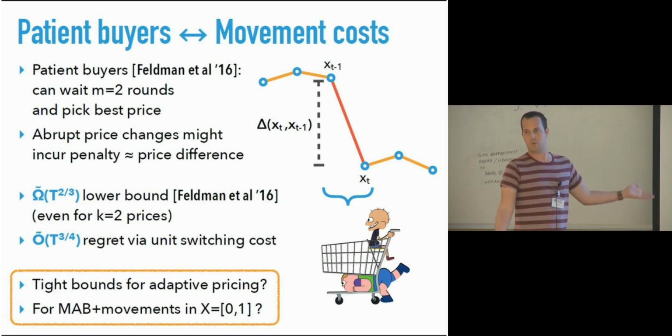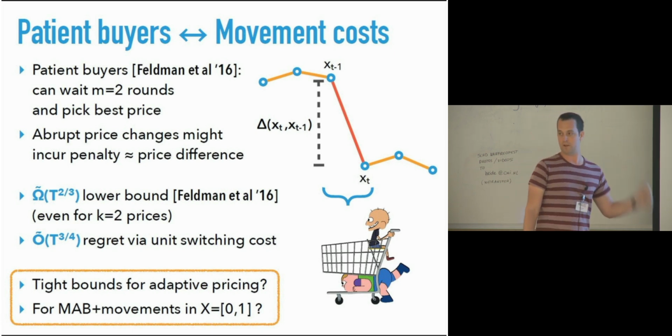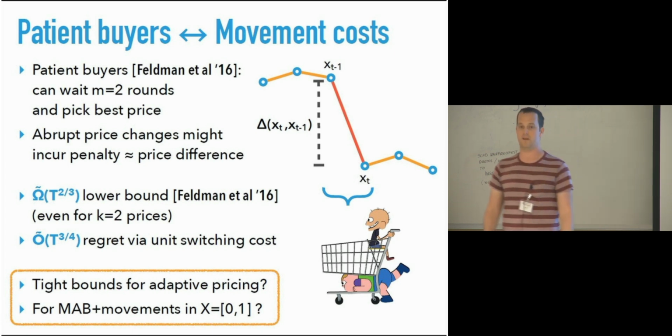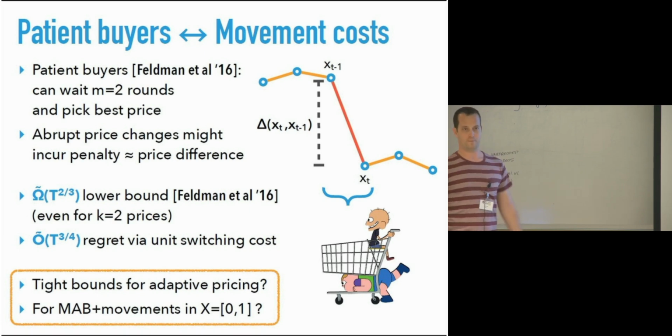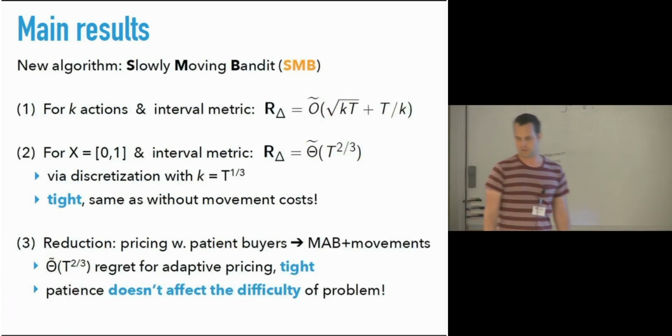And the question we would like to answer is whether we can get tight bounds for this adaptive pricing problem, and more generally, tight bounds for a multi-arm bandit with movement costs over the entire interval [0, 1]. Okay, so here are the results.